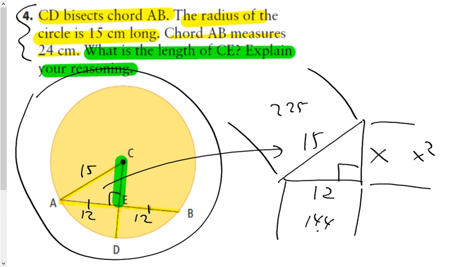What number plus what number equals 225? The answer is this has to be 81, because 144 plus 81 is 225. And therefore, how long is x? 9. So if x is 9 on my triangle, then CE is 9 as well. And my reasoning, if I was explaining it, is explained quite neatly using the Pythagorean theorem.